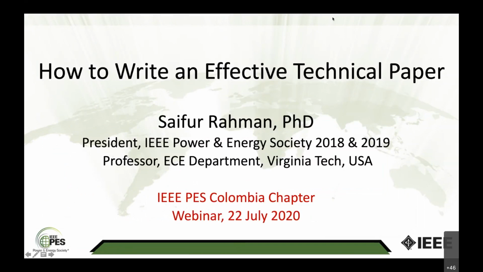So you see the title of my presentation now: how to write an effective technical paper. This is the key word, effective. That means if you write it the way I'm talking about, it will be accepted in a journal or a conference. That's effective, it means it is useful. Otherwise, you can write many papers, they don't get accepted, so it doesn't help. So this is the key word, effective technical paper.